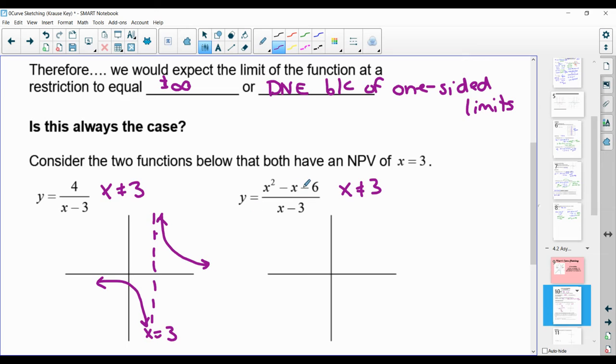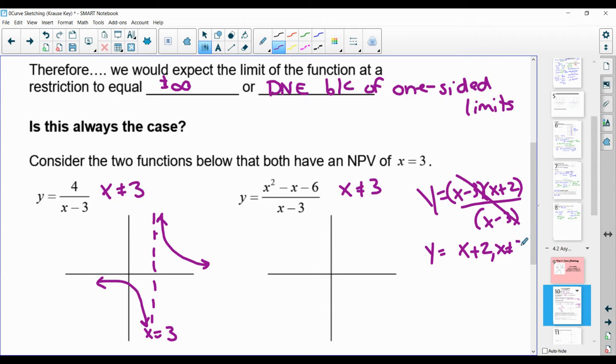Now, if we look at x squared minus x minus 6 over x minus 3, I can factor the top, and that would give me y equals x minus 3 times x plus 2 all over x minus 3. And by factoring, we end up eliminating that term on the bottom. So we're left with y equals x plus 2. But we still have a restriction of x cannot be 3. So in this case, this one would actually look like a straight line.